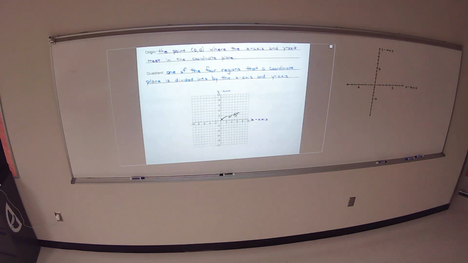Now, the last part is our quadrants. How many quadrants did we say that this is broken into? 4. Okay? Each quadrant has its own name, and they did not get real original when they named these. They just call them quadrant 1, quadrant 2, quadrant 3, and quadrant 4. But here's the tricky part.